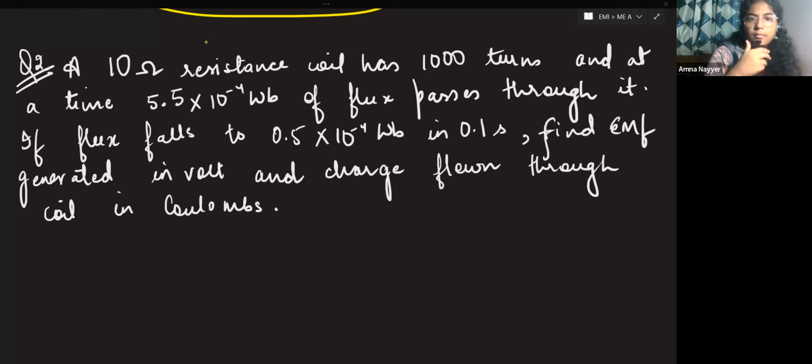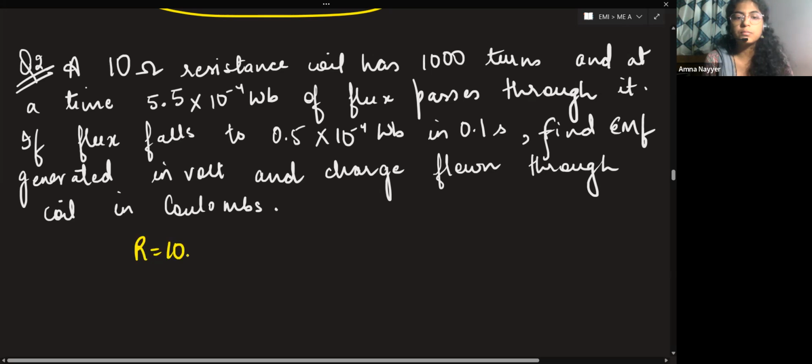All right, let's see. So this is what this is. It should be 50. Okay, let's see. Time period is given to you as 0.1 second. So let's just write down everything that we have.